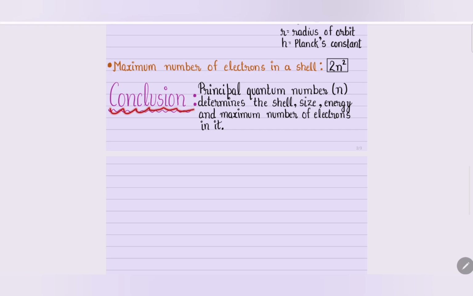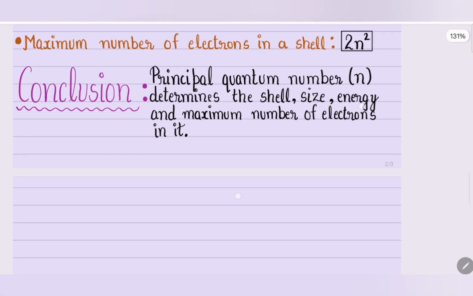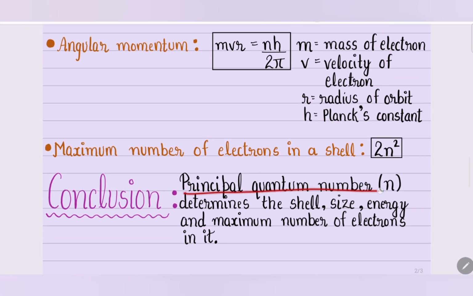So the conclusion for principal quantum number is here. Principal quantum number n determines the shell size, energy, and maximum number of electrons present in it.